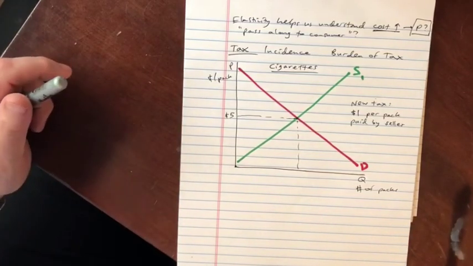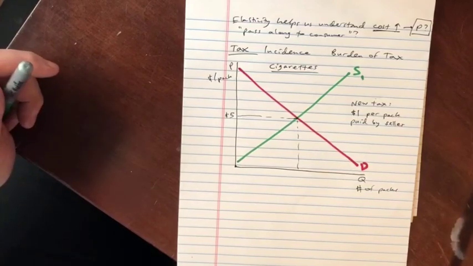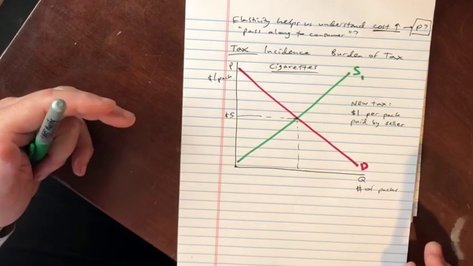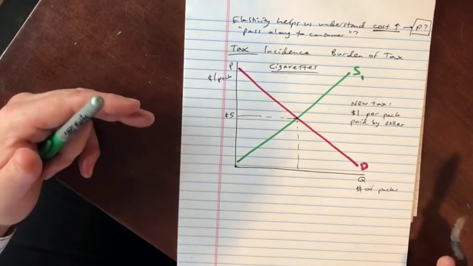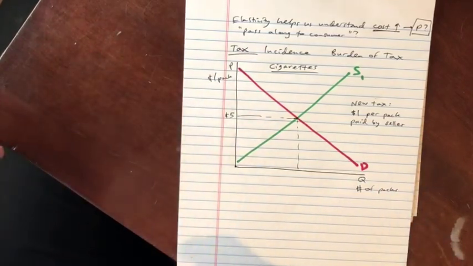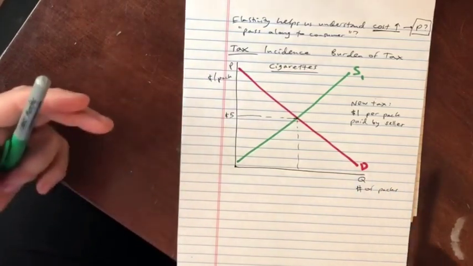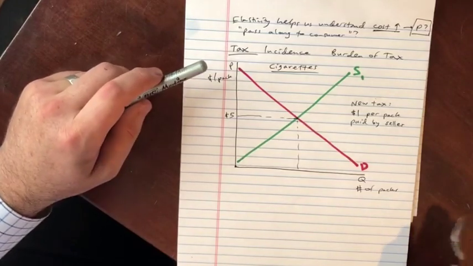All right, so we'll see how this is going to affect the market, and in particular, who is going to end up paying the tax? Is it all going to be paid by the seller? Is it all going to be paid by the buyer, or is it going to be some combination? All right, and it turns out this hinges on elasticity.